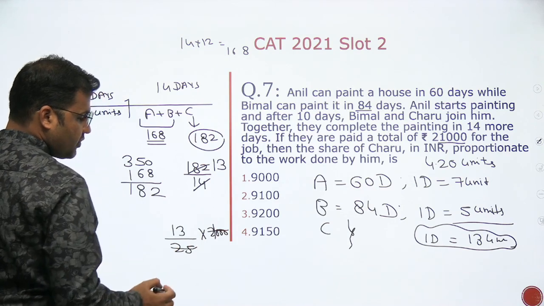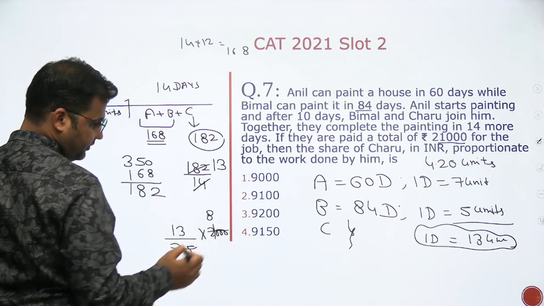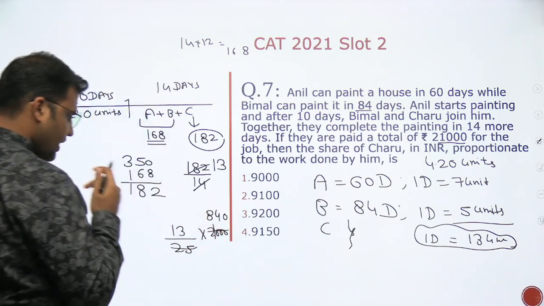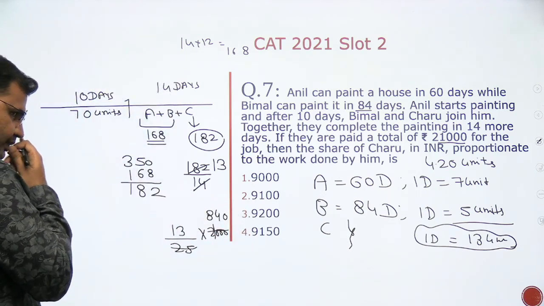That will be equal to how much? 25 into 8, 200, 840 pe cancel ho jayega value, right?